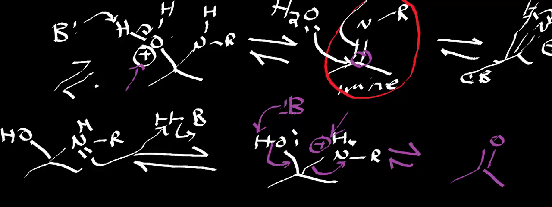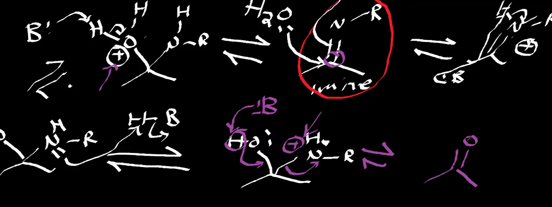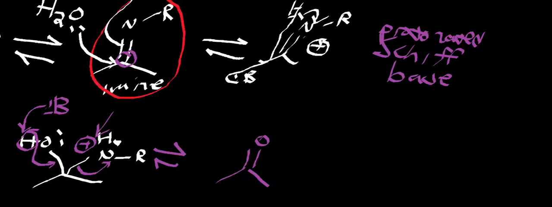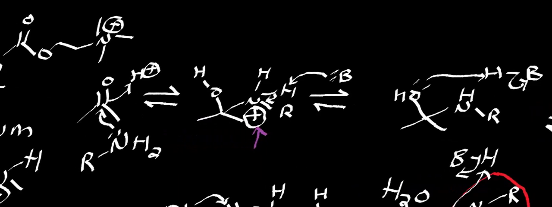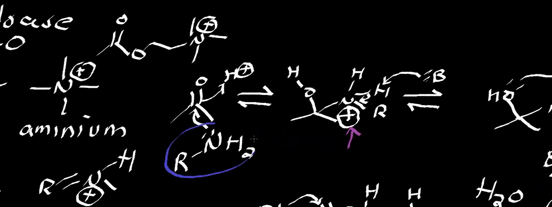So again, the base comes in, abstracts this proton, right? These electrons kick in to form a pi bond, and it kicks off your amine. So not only do we end up generating our ketone again, but we end up generating the product, which is just NH2R, right? Just a generic R group. And if you remember back how we started, that's what we started with. We started with RNH2.